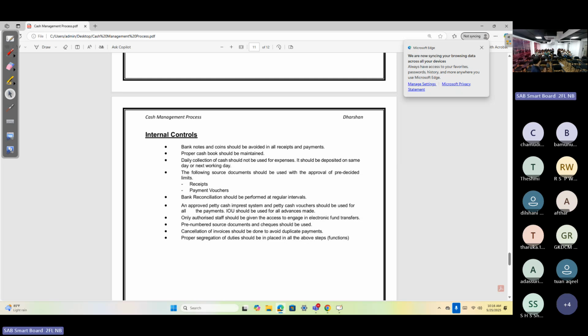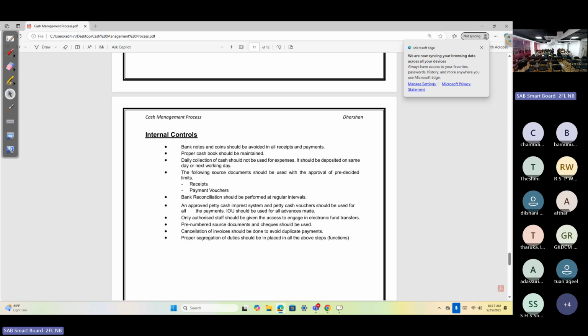Main internal control in the cash management is approval process. Approval of payment. Each and every payment must be approved by the authorized person in the organization. So these are the internal controls. Bank notes and coins should be avoided. As much as possible, you should do the transaction through the bank, not in the notes and coins, because notes and coins will release itself. It's an inherent risk. Okay, involvement of banks, notes and coins is inherent risk because of theft and disputes.